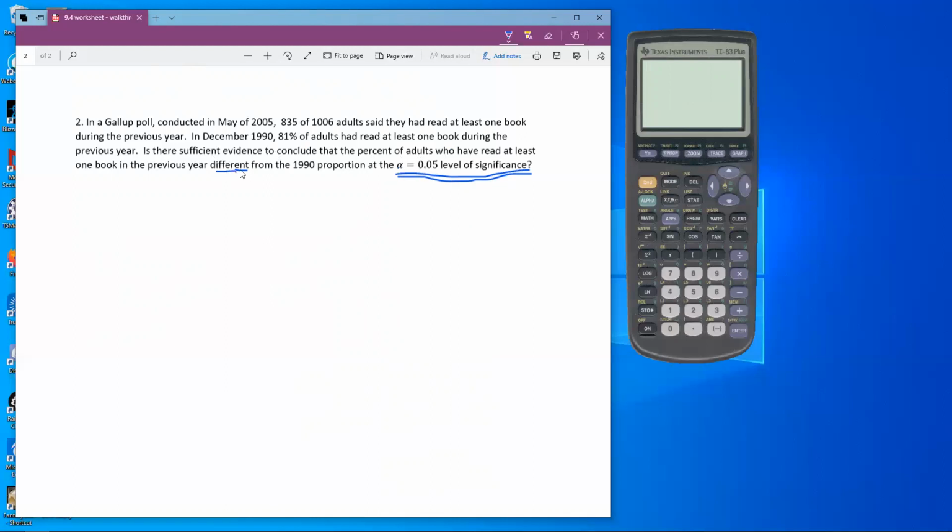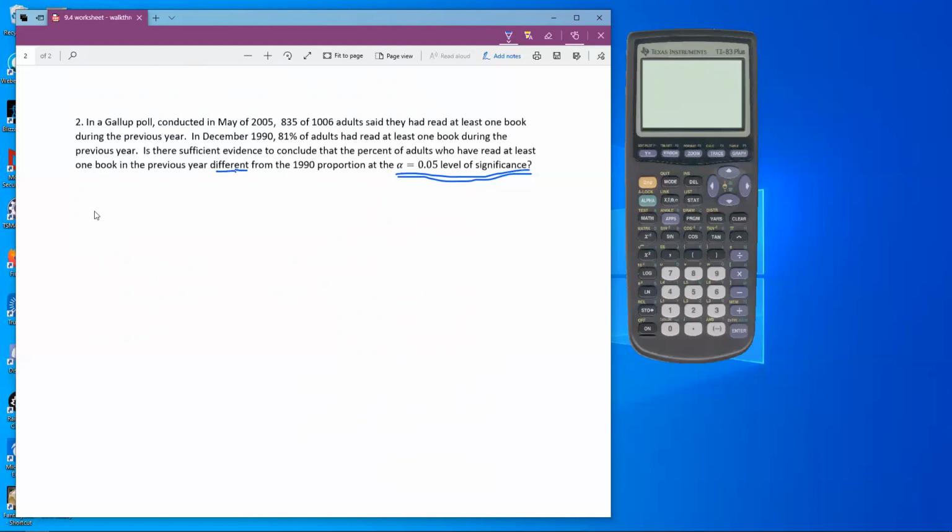Then you've got to figure out, is it one-sided or two-sided? What kind are you doing here? Is it proportions? Is it means? The way to choose that is, it didn't say how many books they read, so we're not looking at an average. It didn't say how much time they spent reading. We're not looking at an average. They're just saying, did you read at least one book? Yes or no? So that's how you know it's a proportion, because the result variable here is the result of a yes or no question, right? 81 out of 100 said yes. Or actually 835 out of 1,006 said yes.